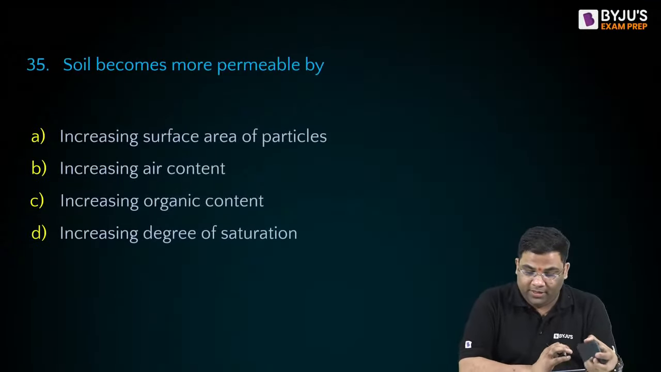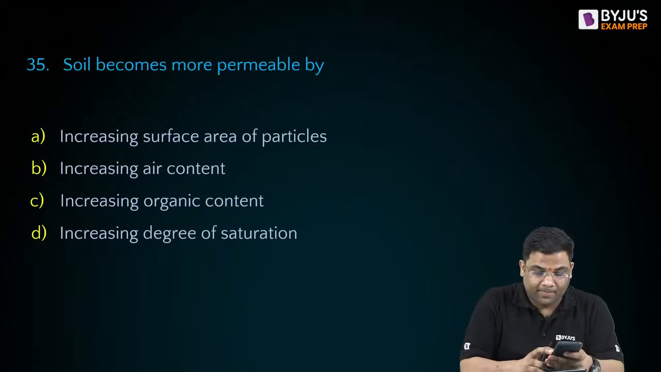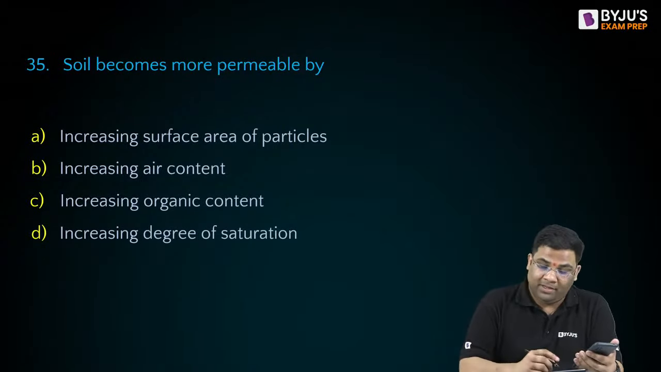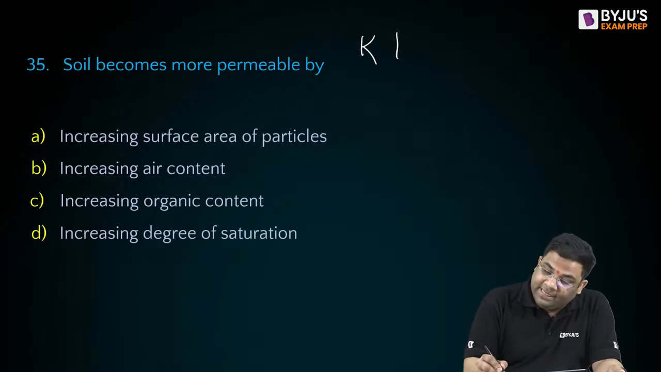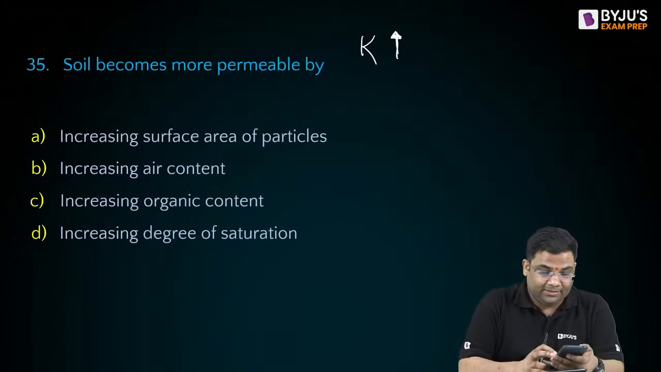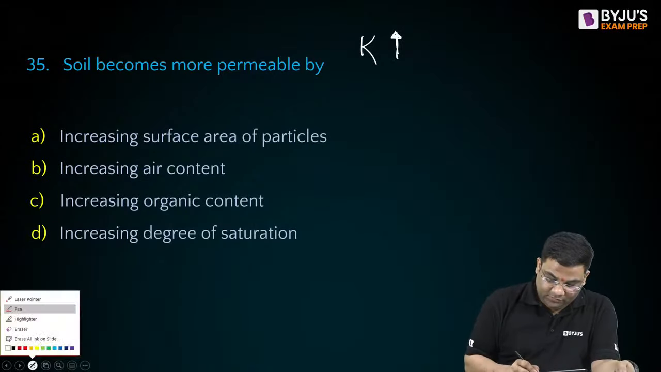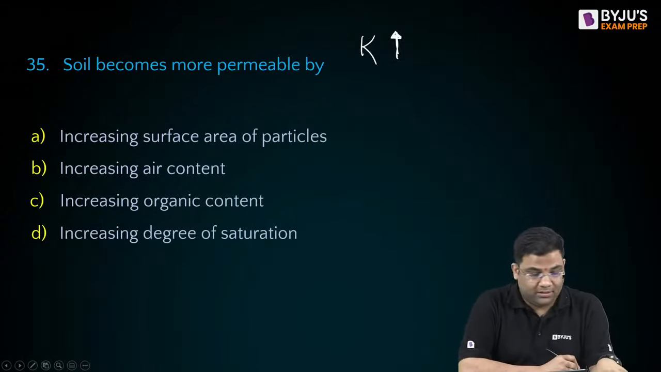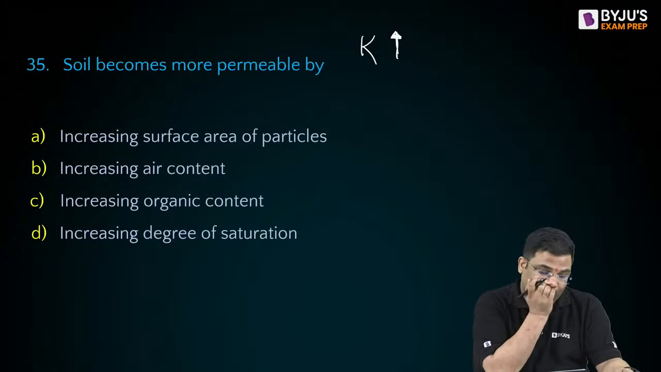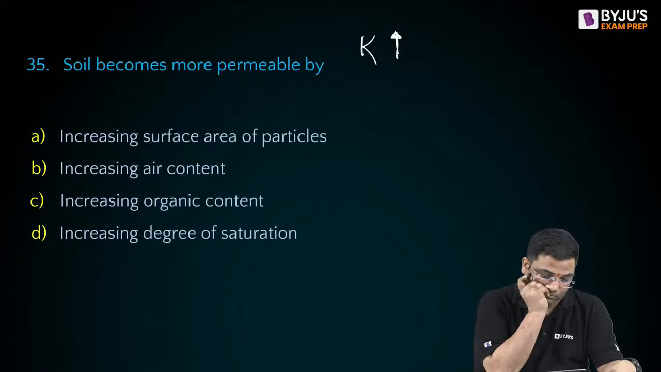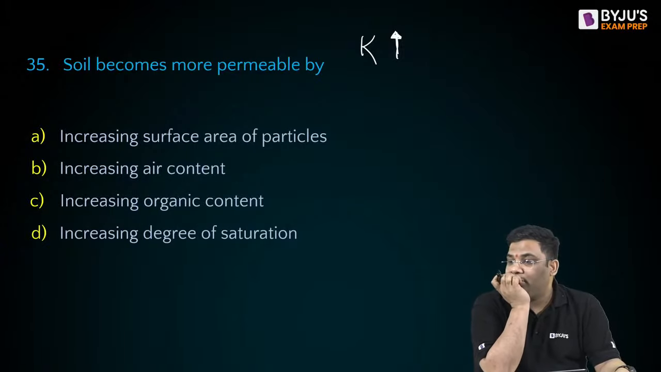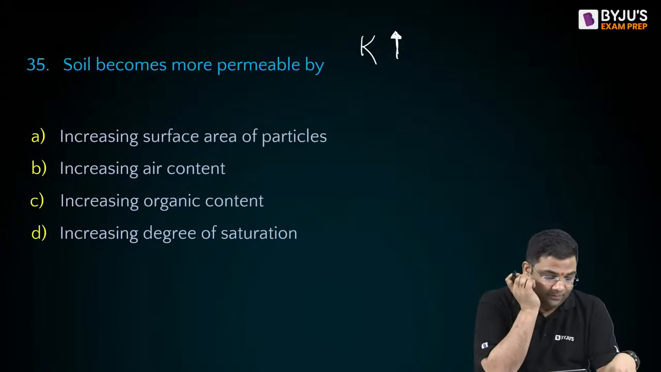Next question. Okay, please answer this question. Soil becomes more permeable. See, that means K increases, right? More permeable means K increases. K increases on which of the following conditions? K increases in which of the following conditions? 15-16 more questions to go. Come on, fast, fast.